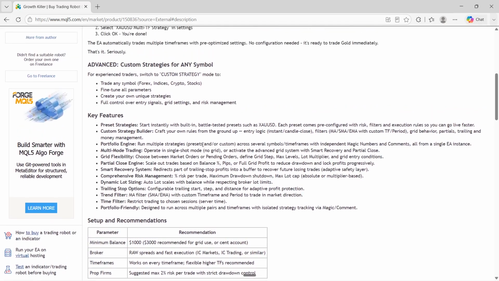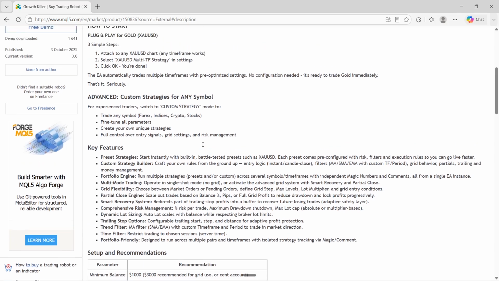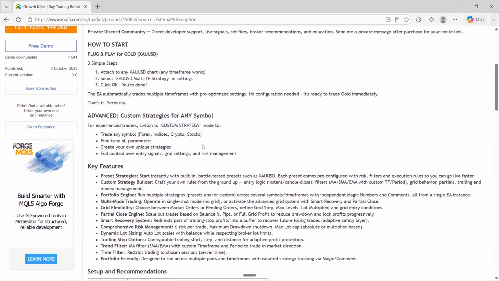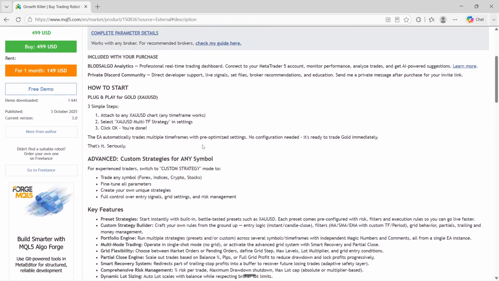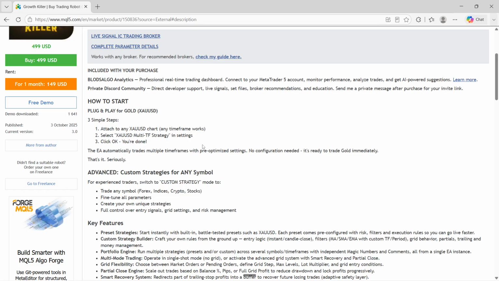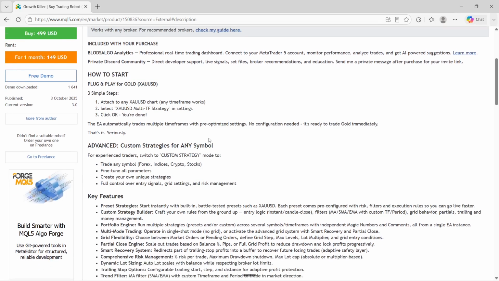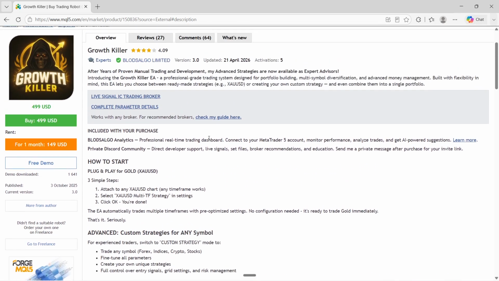Alright, so you can see trading modes include single shots, no grid, or an advanced grid system with smart recovery and partial close. The grid can use market or pending orders, configurable step, max levels, and lot multiplier. A live signal on IC Trading is referenced, as you can see over here, and purchase includes access to a real-time analytics dashboard and a private Discord community.